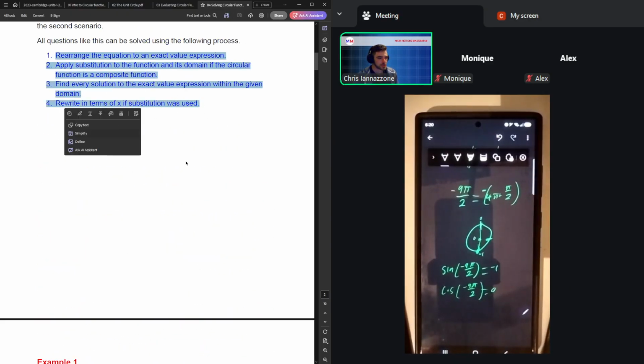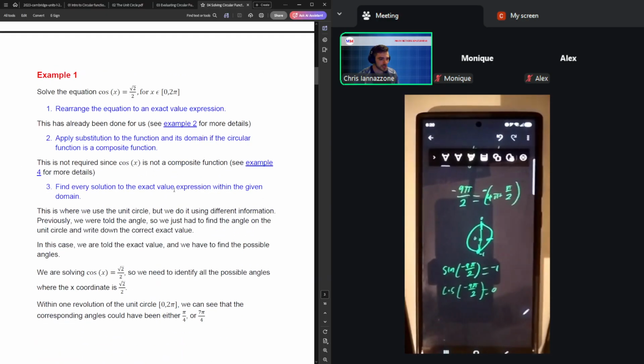I've got a full procedure written out here, but that's a lot of blue text. So let's just see how to do it instead.